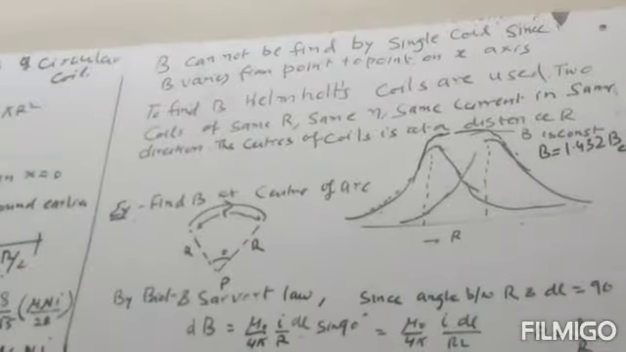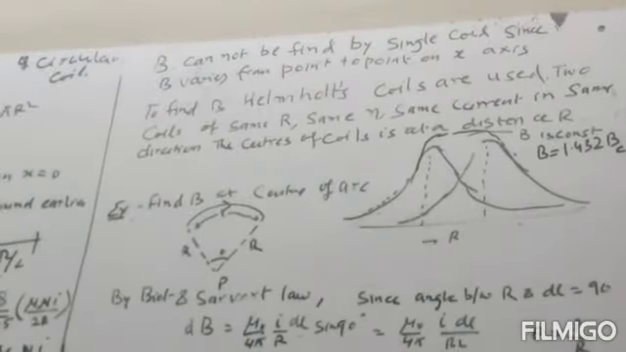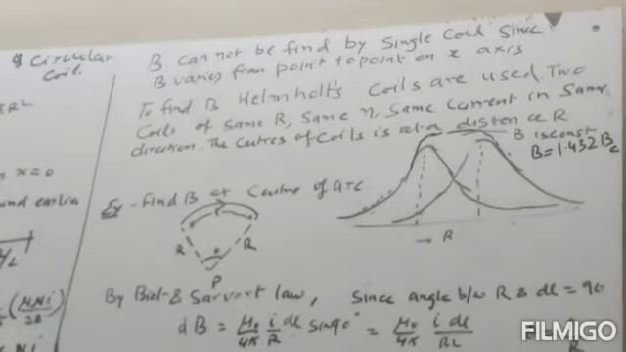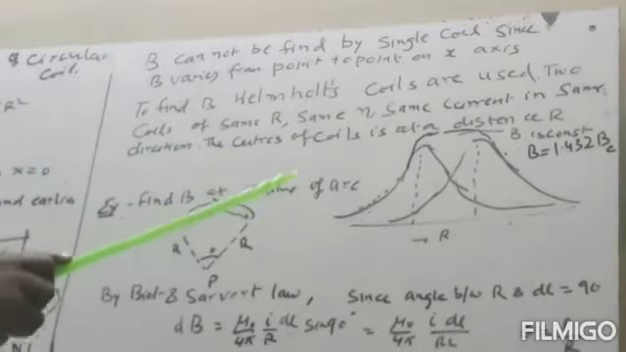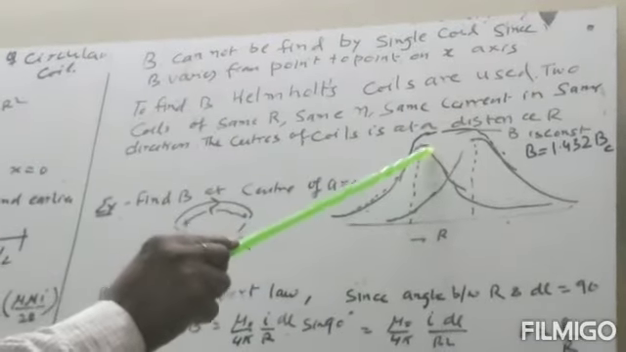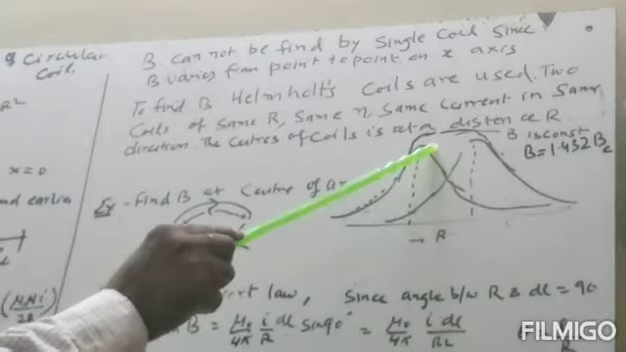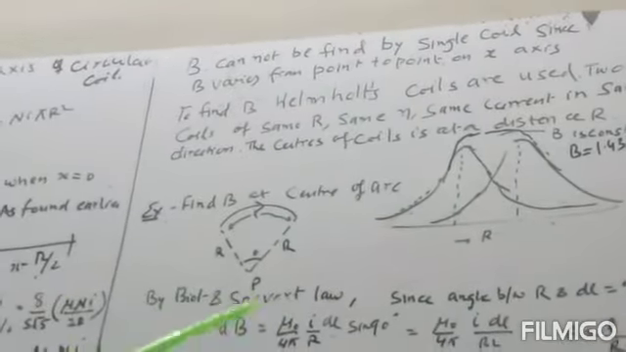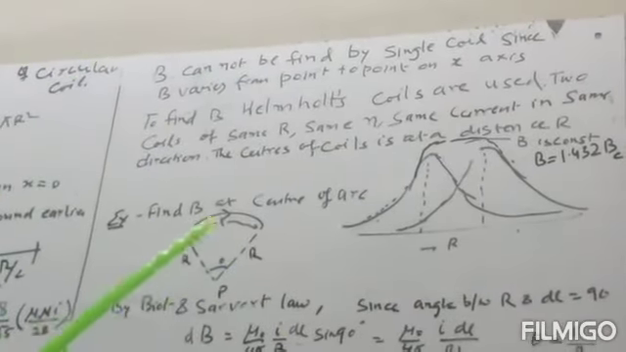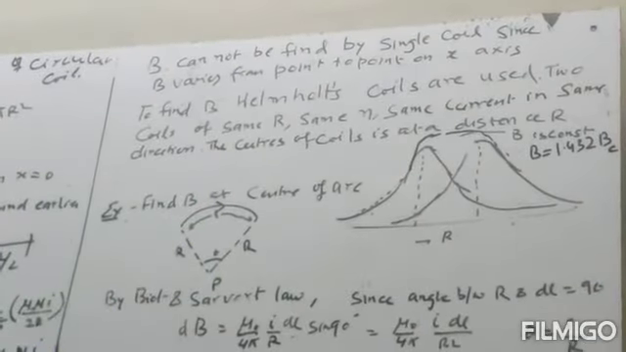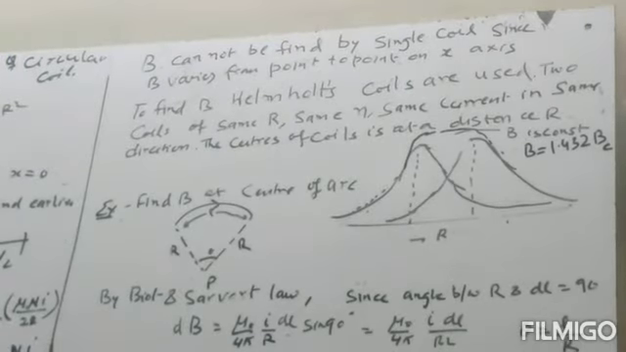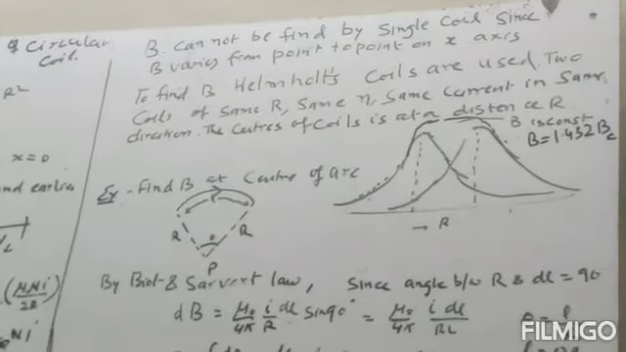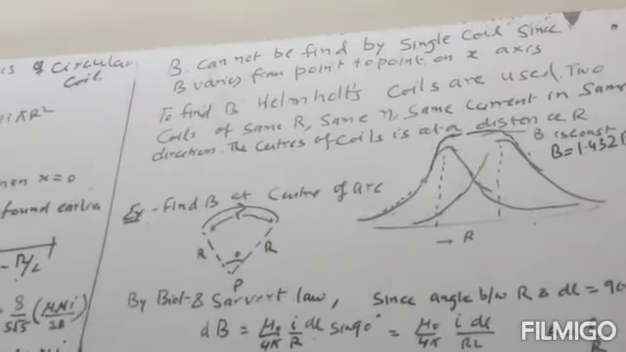Now if you want to find the magnetic field at a point, it cannot be found by a simple coil, because the value of B changes as x changes. For a very small change in x, B changes. To measure the magnetic field we have to use a magnetic needle, which has a definite size. Since B is not constant, we cannot measure the magnetic field using a single coil. So we will use Helmholtz coils.